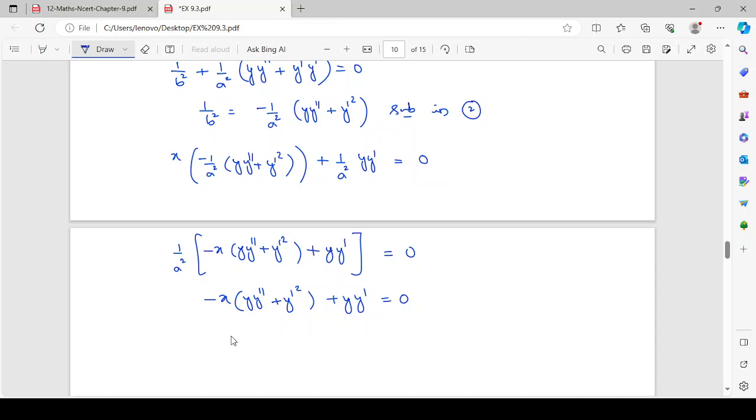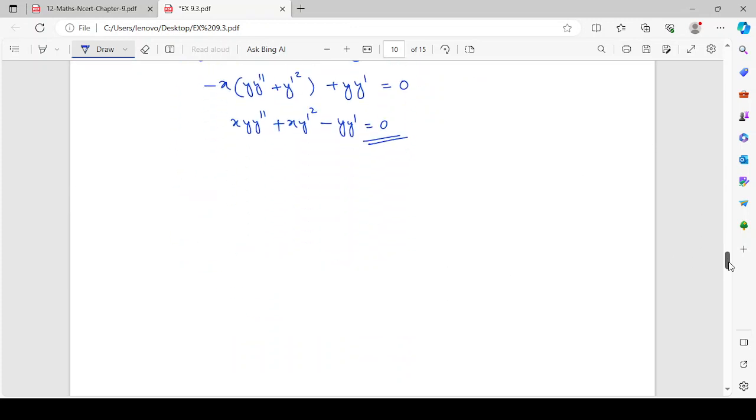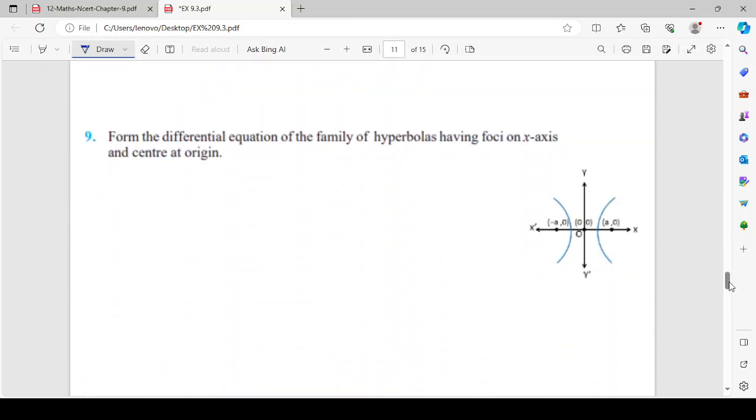Hence, I can write this further, if I simplify, as x y double dash plus x y dash square minus y dash is equal to 0. I have sent all these terms to the right hand side, or take minus common, you will get a differential equation. That is the required differential equation. Let's move to the next question.